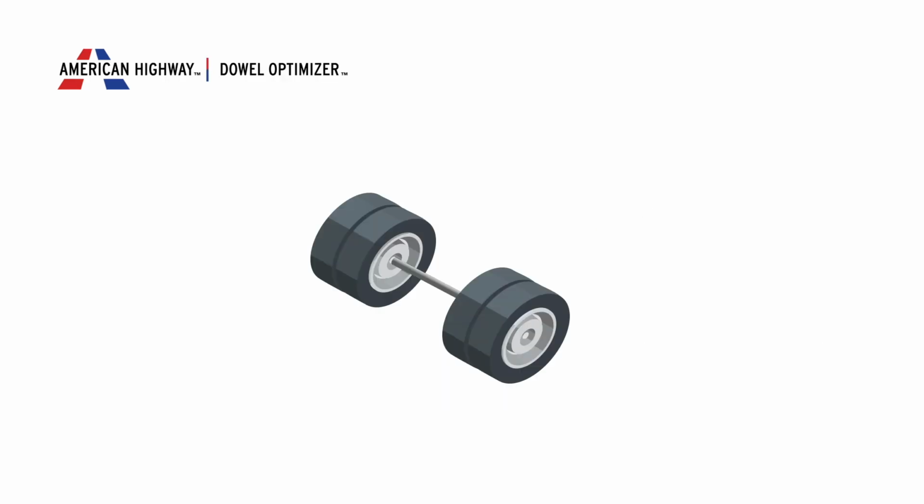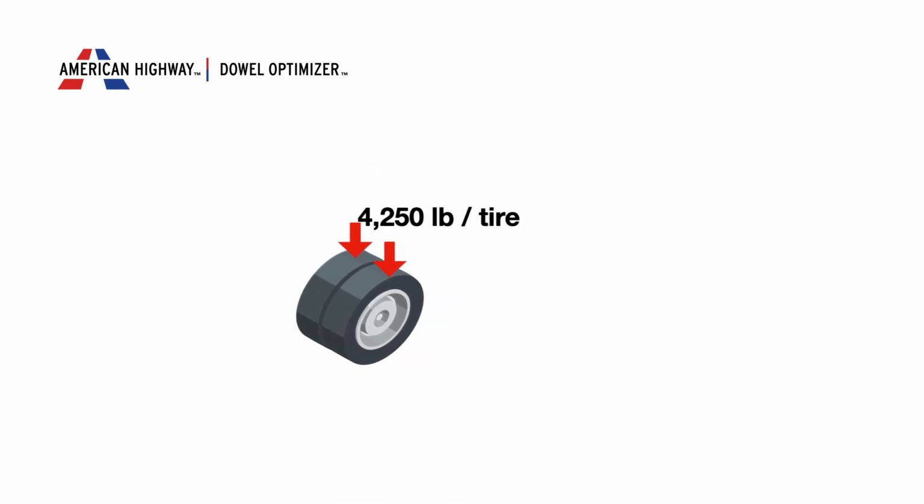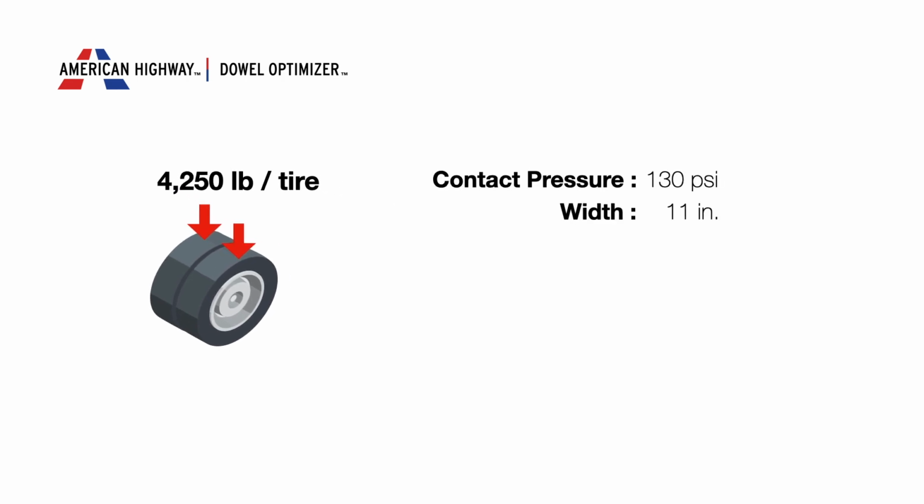If an axle has 4 tires, you can model half of it. For example, a 17,000-pound axle with 4 tires means 4,250 pounds per tire. At 11 inches wide and 130 psi, the length is roughly 3 inches. These dual tires might be spaced 12 inches apart, leaving a 1-inch gap between them.